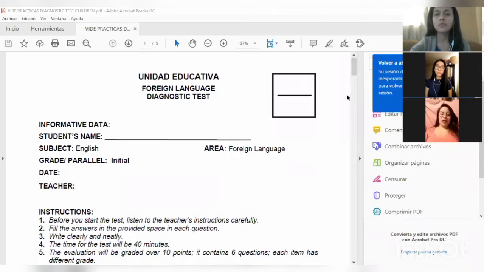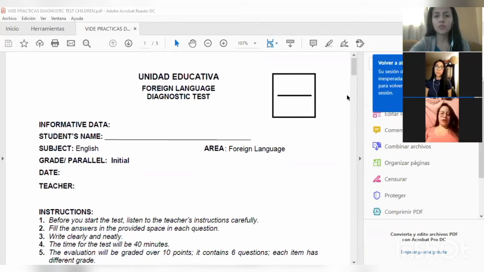Hi teacher, now we are going to explain the structure, how to apply, and the importance of diagnostic tests. First, the importance of diagnostic tests is to evaluate and gather information about the previous knowledge of the student. Also, we have the structure.